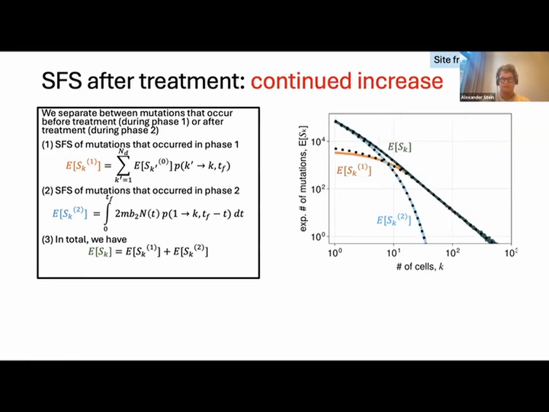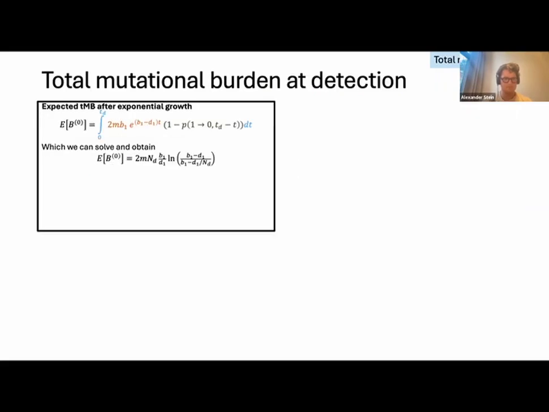And eventually, just for completeness, also the continued growth case, the continued increase. There are actually no surprises. Again, we find a good agreement between simulations and predictions.